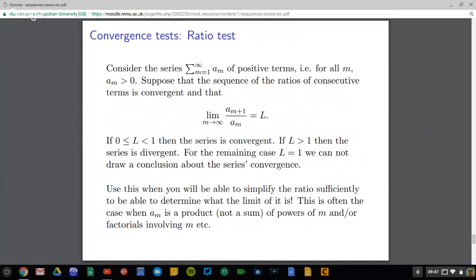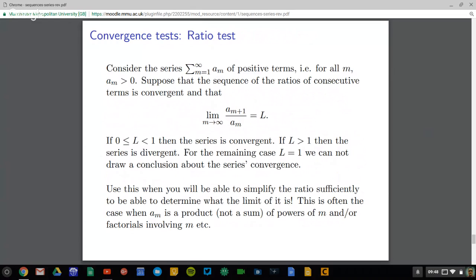It needs to simplify so that you can determine what the limit of that sequence of ratios is. And if you determine that the limit of that sequence of ratios is some limit L, then depending on the value of L, you can draw a conclusion. If L is between 0 and 1, so if it's positive but strictly less than 1, then you know your original series is convergent. If L is strictly bigger than 1, then you know your series is divergent.